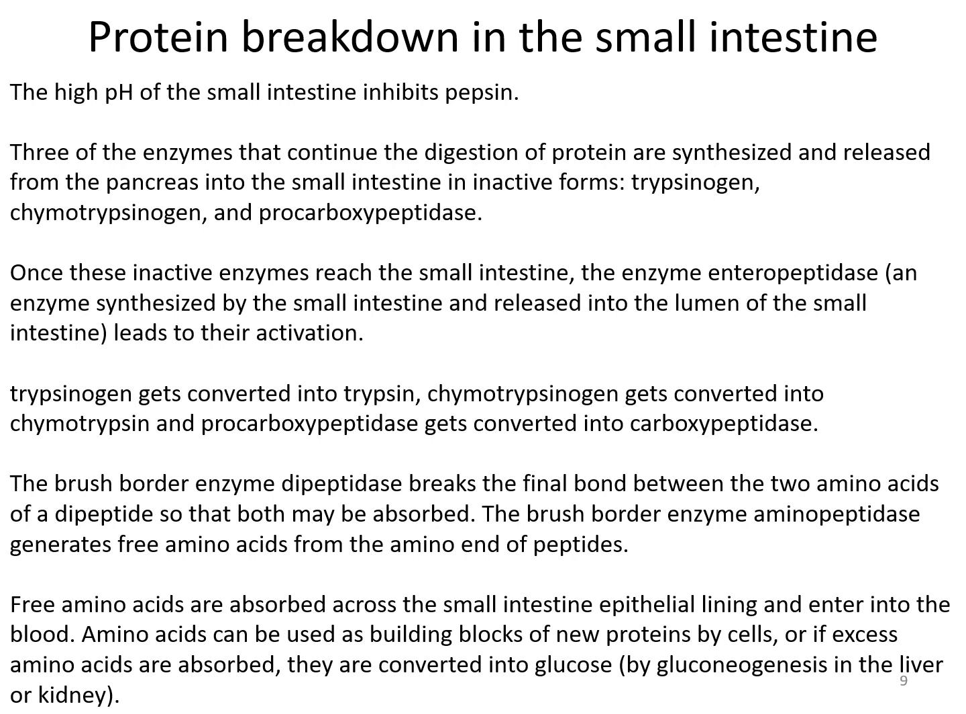Okay, we also have brush border enzymes for protein breakdown, and they are responsible for breaking that final bond between two amino acids in a dipeptide. So dipeptide, we're just talking about two amino acids connected. And so once we break that final bond, we have two individual amino acids, and they can be absorbed. The brush border enzyme aminopeptidase generates free amino acids from the amino end of peptides.